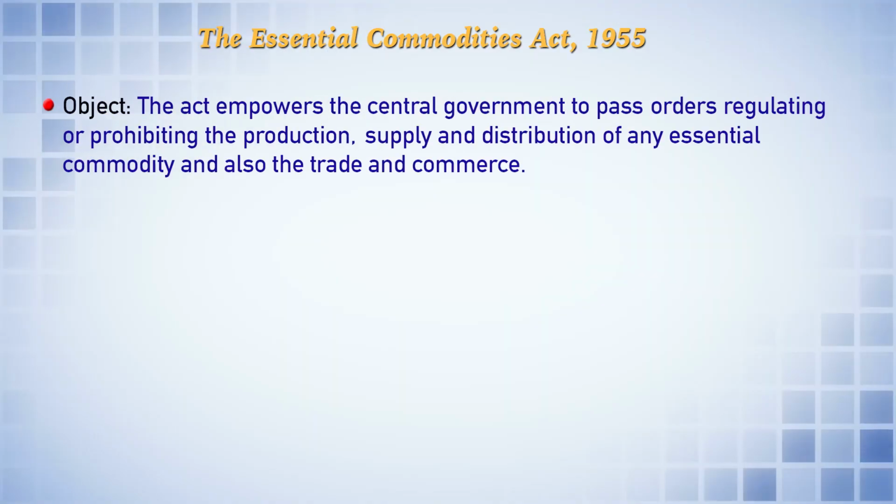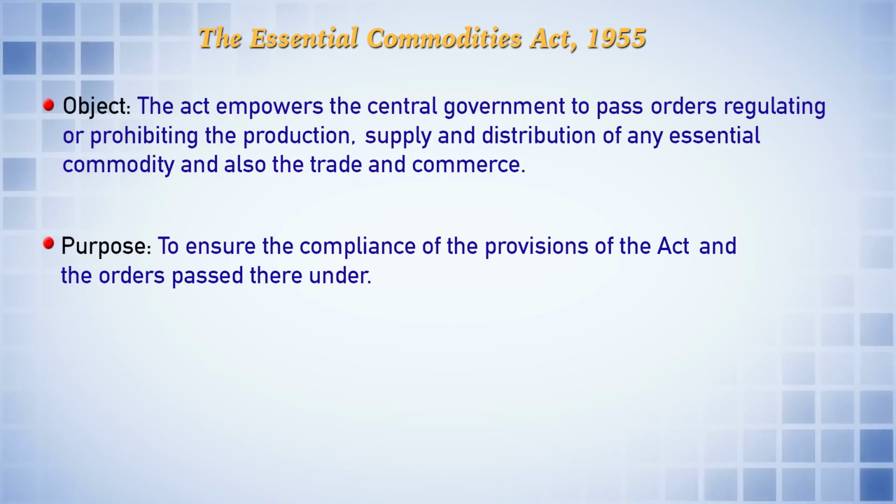Now we will move into another important legislation, the Essential Commodities Act. As I said earlier, the primary objective and purpose of the Essential Commodities Act is to ensure regular supply and distribution of essential commodities to the people concerned. For this purpose, the act empowers the central government to pass orders regulating or prohibiting the production, supply and distribution of essential commodities, and also the related trade and commerce. That is, how the goods are traded or marketed, distributed, transported; those are also covered under this.